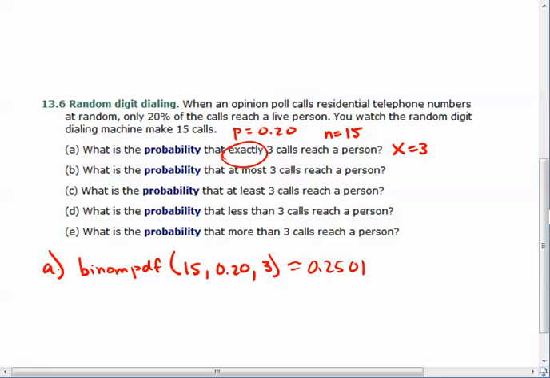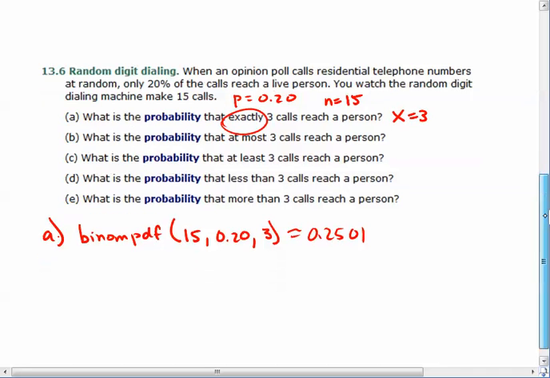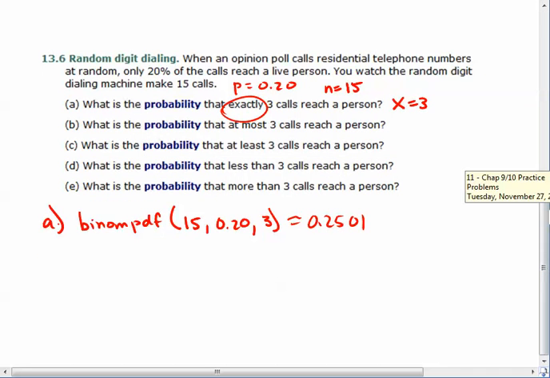So about 25%, and that sounds about right. 20% of the calls reach a live person, and it's going to make 15 calls. So 3 is in the neighborhood of the 20%. So probably a good chance, a quarter of the time, this will occur.